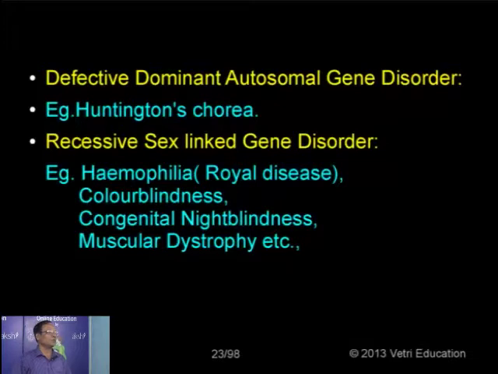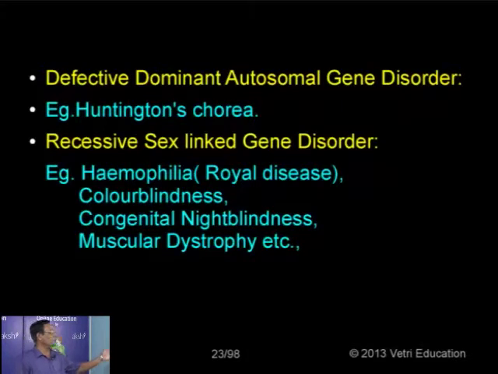For example, albinism, thalassemia, sickle cell anemia, and so on. These are some of the disorders we talked about in the last class. Now let's proceed further to some more genetic disorders, those caused by a change in the number of chromosomes or a change in the structure of genes.